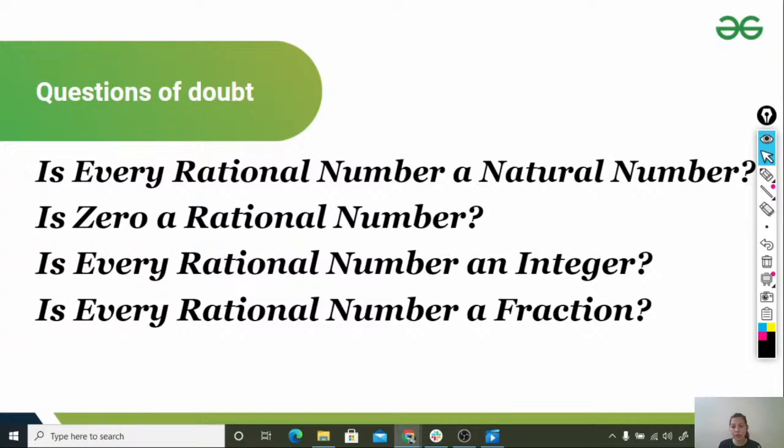मतलब आई एम टॉकिंग अबाउट एवरी, आई एम नॉट टॉकिंग अबाउट सम, आई एम टॉकिंग अबाउट एवरी. सो थिंक अबाउट इट. ओके, लेट मी शो यू द एग्जाम्पल.